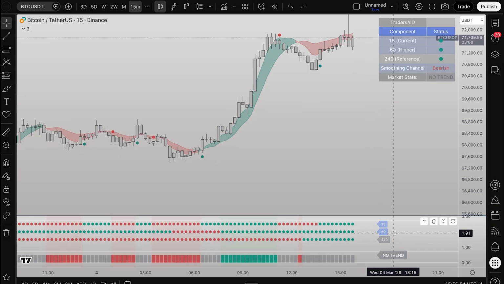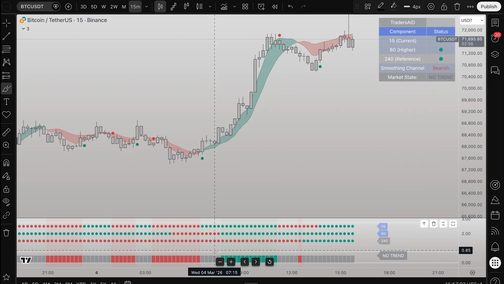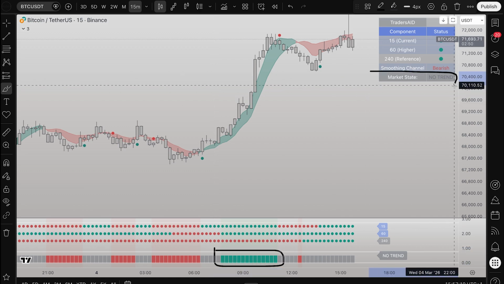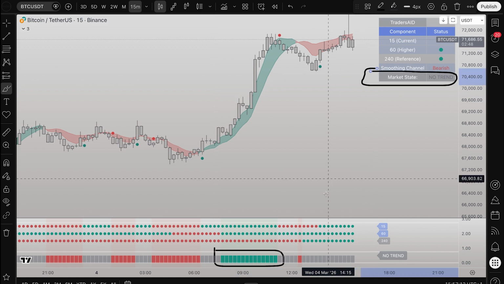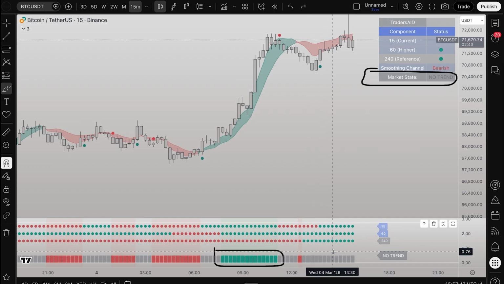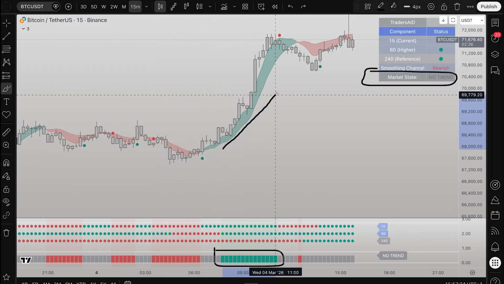The third row shows an even higher timeframe. Again, roughly 3 to 4 times larger. This row represents the bigger market context. Now look at the square at the bottom. This square summarizes everything above. If we don't want to read each row individually, we can simply look at the square. Gray means the market is neutral, so it can be choppy. Red means the trend is down. Green means the trend is up. This square represents the final market state. The same information also appears on the dashboard on the top right of the chart.